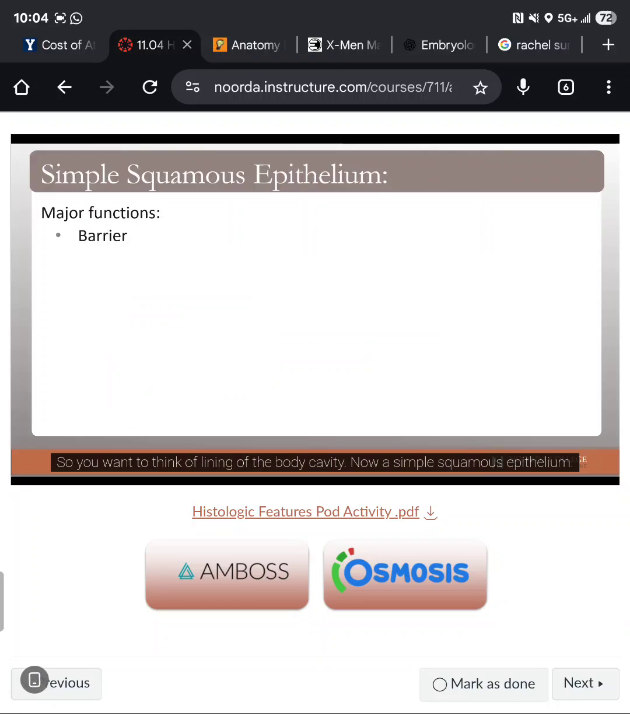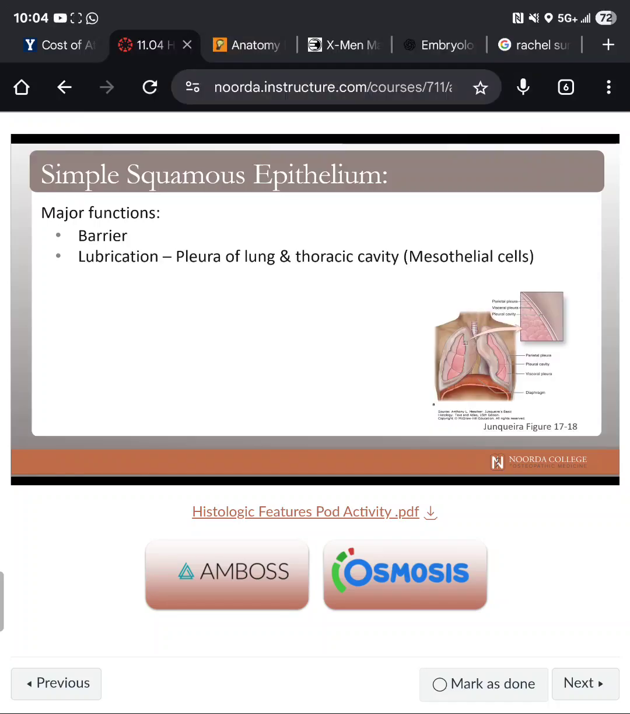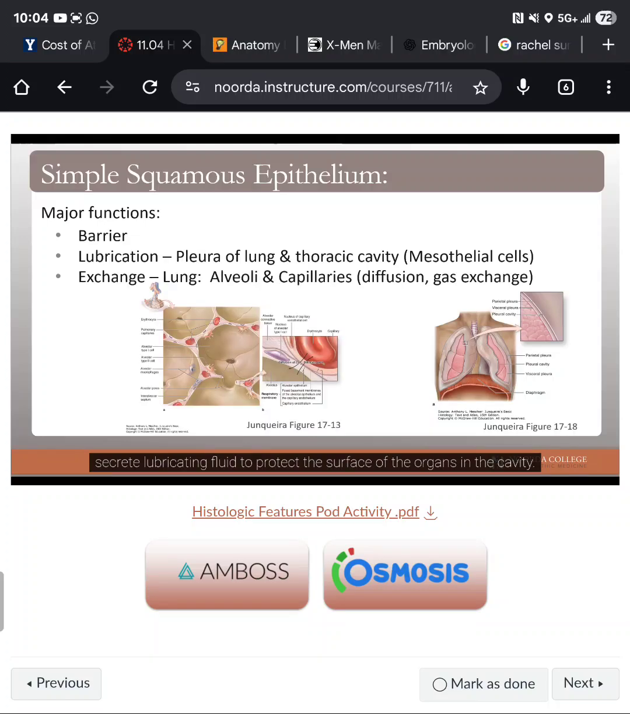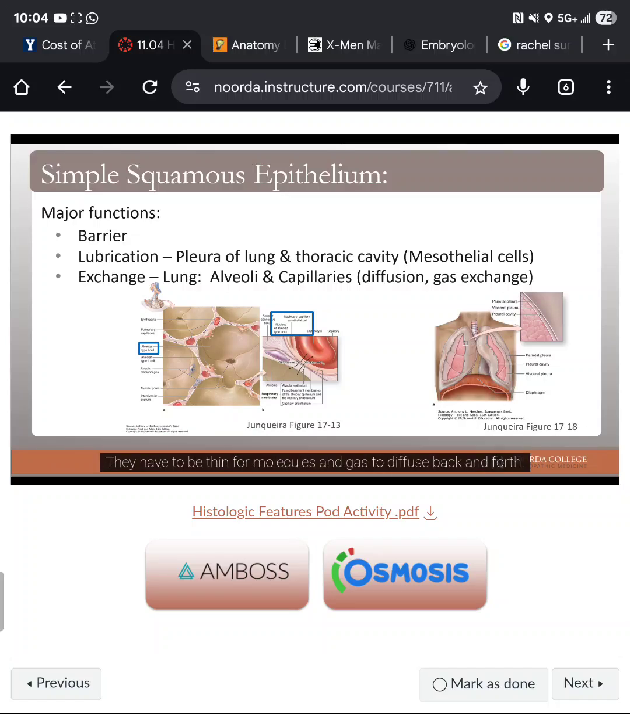Now, with simple squamous epithelium, keep in mind that all epithelium have the main role as a barrier, separating one area from the other. So you have to know about the other functions. Lubrication is one example, where the pleura of the lung and the thoracic cavity secrete lubricating fluid to protect the surface of the organs in the cavity. In lung exchange, you think about the type 1 pneumocytes, and the capillaries are simple squamous. They have to be thin for molecules and gas to diffuse back and forth.